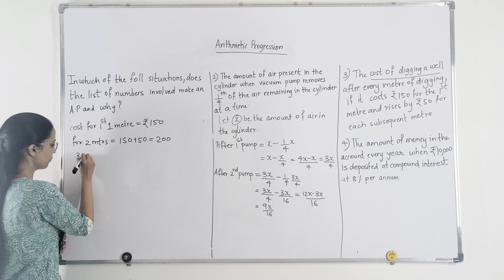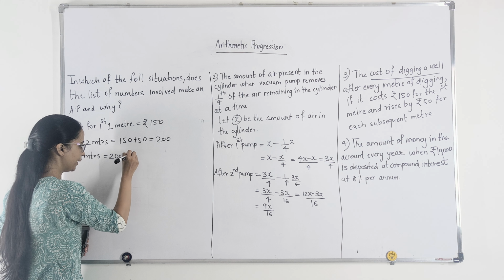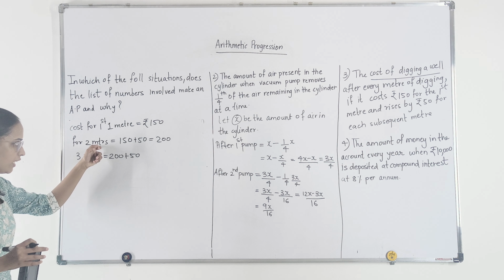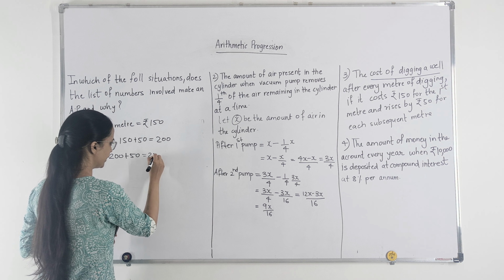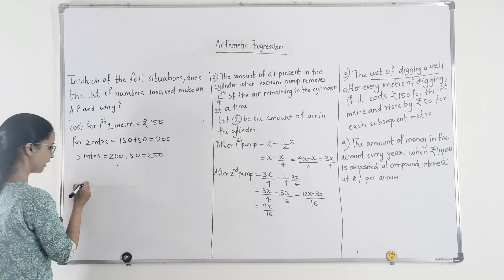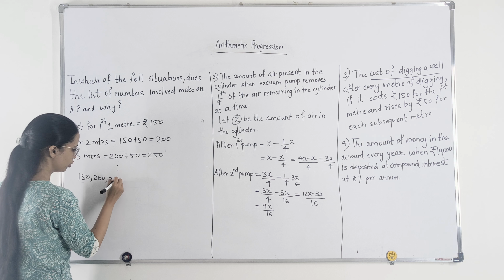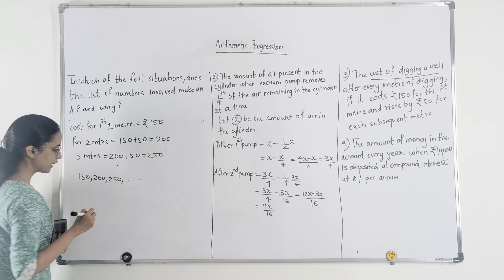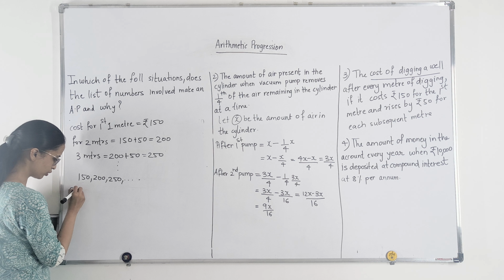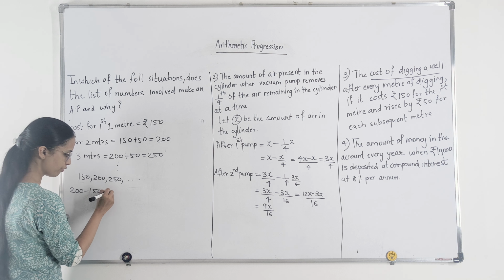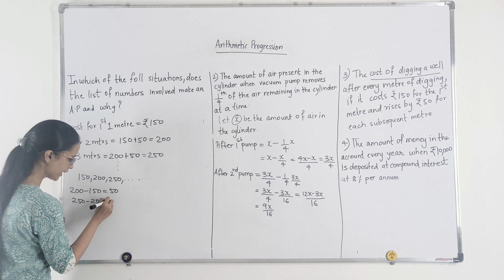Then for 3 meters the cost would be 200 plus 50. जितना 2 meters के लिए लगा, in that we are going to add 50, so we are going to get 250 and so on. So now the resultant sequence that we are getting is 150, 200, 250 and so on. Clearly if you try to get the difference of the consecutive terms in this case, so 200 minus 150, 50 आएगा and 250 minus 200 भी 50 ही आएगा.